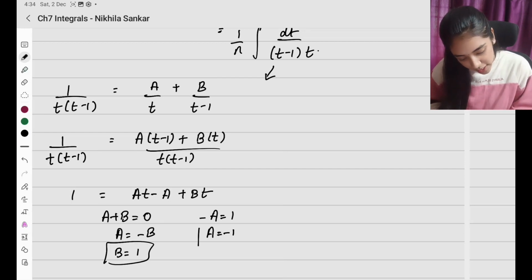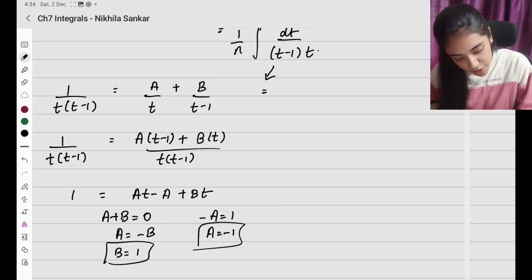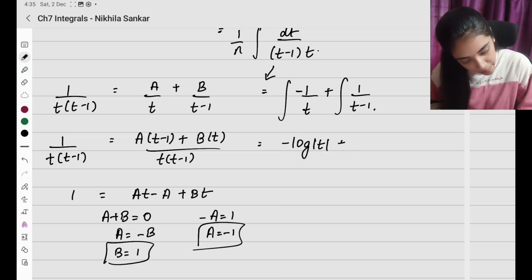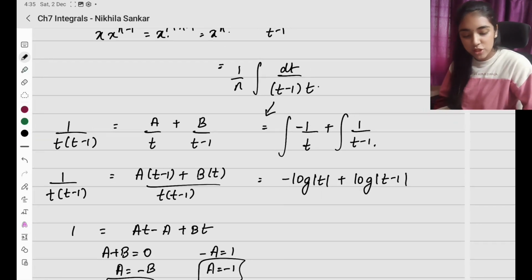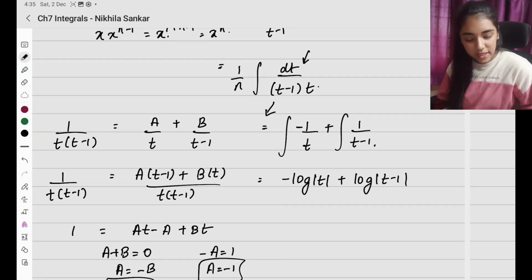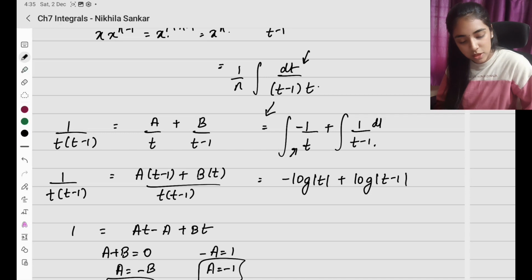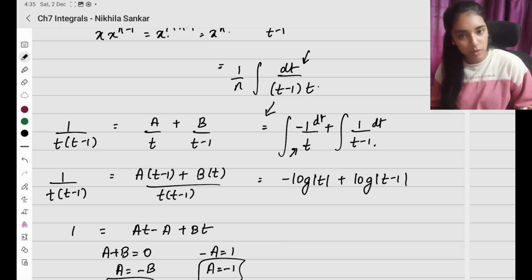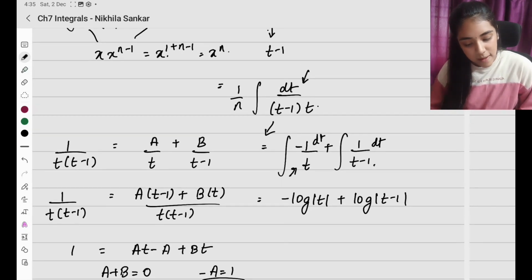So we know a and b. So when I substitute, I have 1 divided by t times a plus b divided by t minus 1. A is minus 1 plus b is going to be 1 divided by t minus 1. So when I take the integral, this is going to be minus log mod t plus log mod t minus 1. Here I have changed the variable of integration. So in that I can directly take the integral because the variable of integration is going to be dt. In the previous question I did not change the variable of integration. Okay, understand the difference.